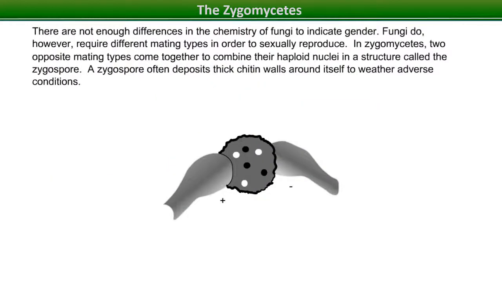There are not enough differences in the chemistry of fungi to indicate gender. Fungi do, however, require different mating types in order to sexually reproduce. In zygomycetes, two opposing mating types come together to combine their haploid nuclei in a structure called a zygospore. A zygospore often deposits thick chitin walls around itself to weather adverse conditions.